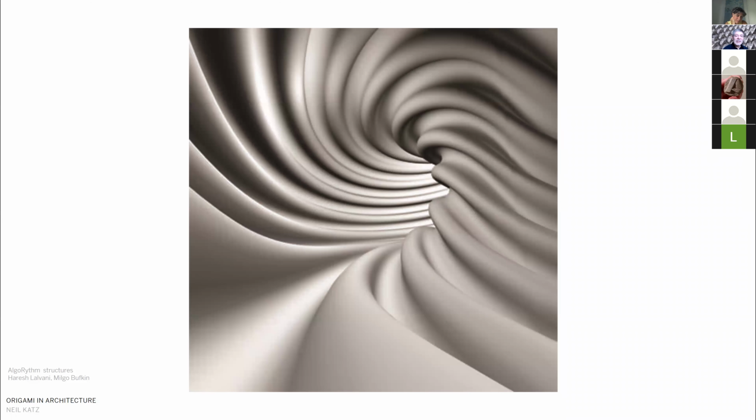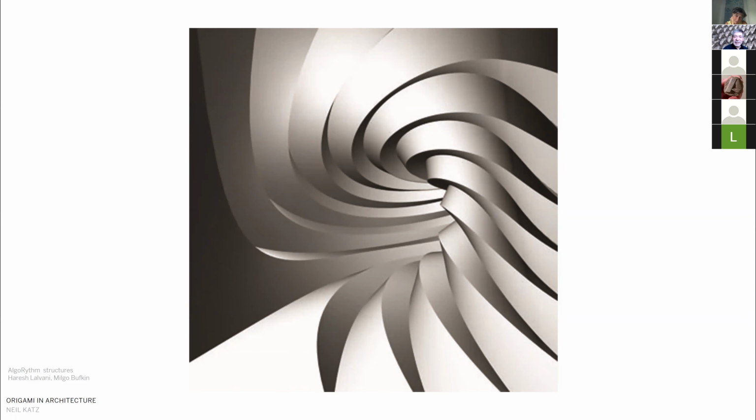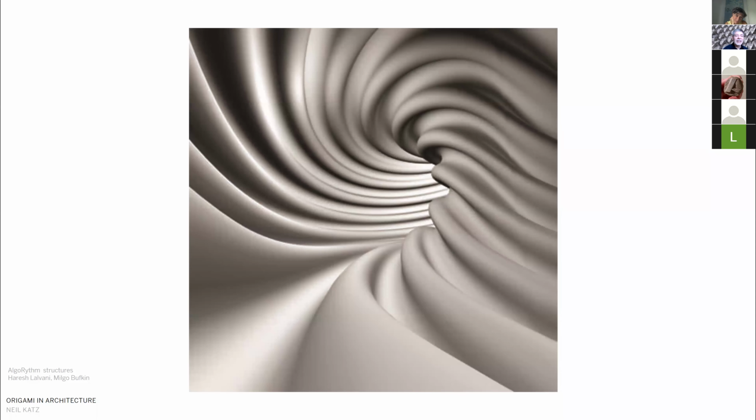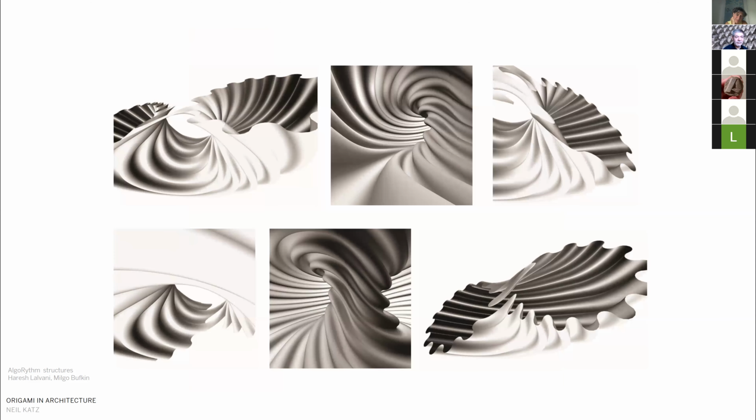And one thing that we were exploring is, with Haresh, instead of having a hard crease, like we usually see in origami, is it possible to have a soft crease? So the bend is actually not a hard line or a hard edge, but is much softer, is curved. So these are all different views of that same model.